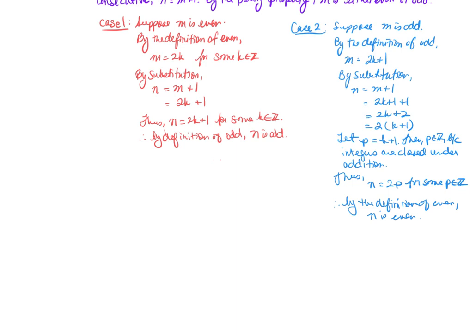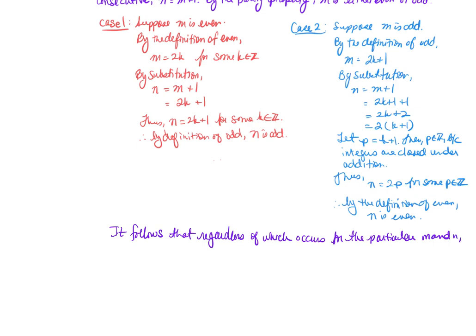So we will say then, it follows that regardless of which case occurs for the particular m and n, one of m and n is even and the other is odd.